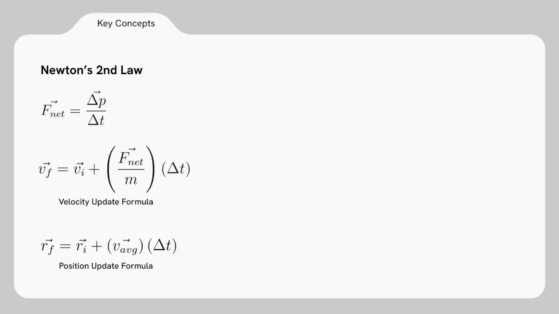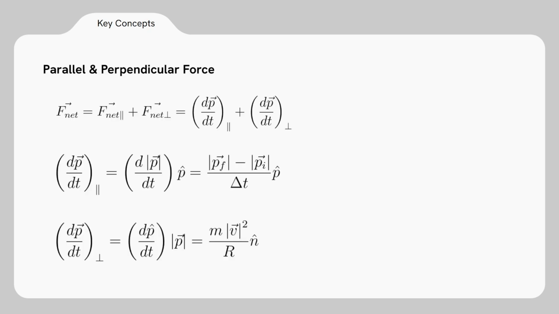Key concepts include Newton's second law, which states that the net force acting on an object is the change in momentum over the change in time. The velocity and position update formulas are related and incorporated into the code. The second key concept is the parallel and perpendicular components of the net force. These components are related to the change in momentum over the change in time.